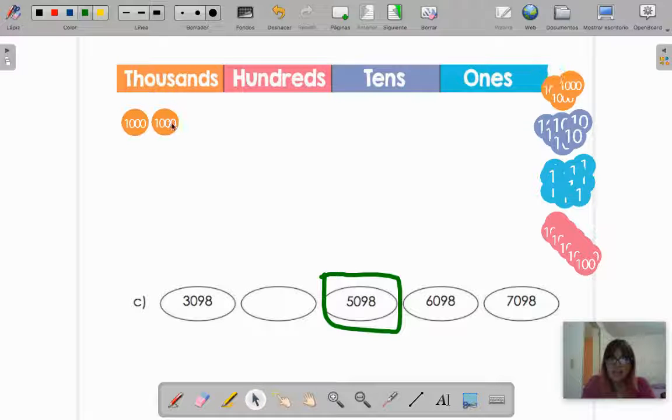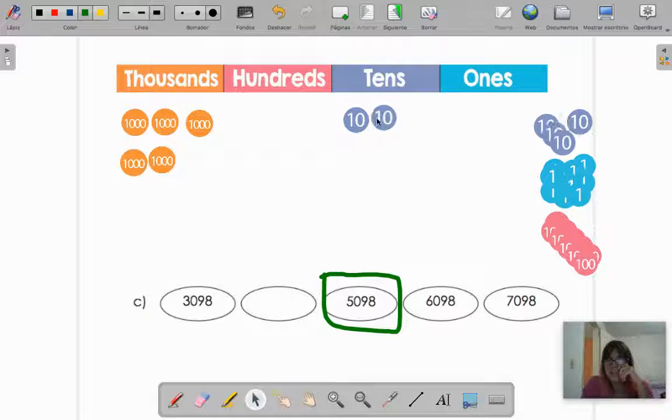1,000, 2,000, 3,000, 4,000, 5,000. Now, do you see hundreds? Are you saying it in the number 5,098? Did you listen the word hundred? No, right? So that means 0 in the hundreds. And now 90, so that's 10, 20, 30, 40, 50.